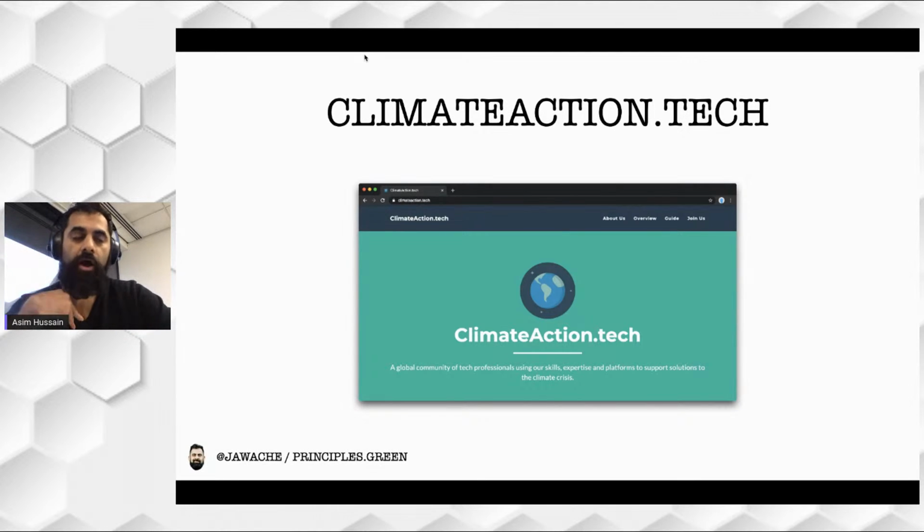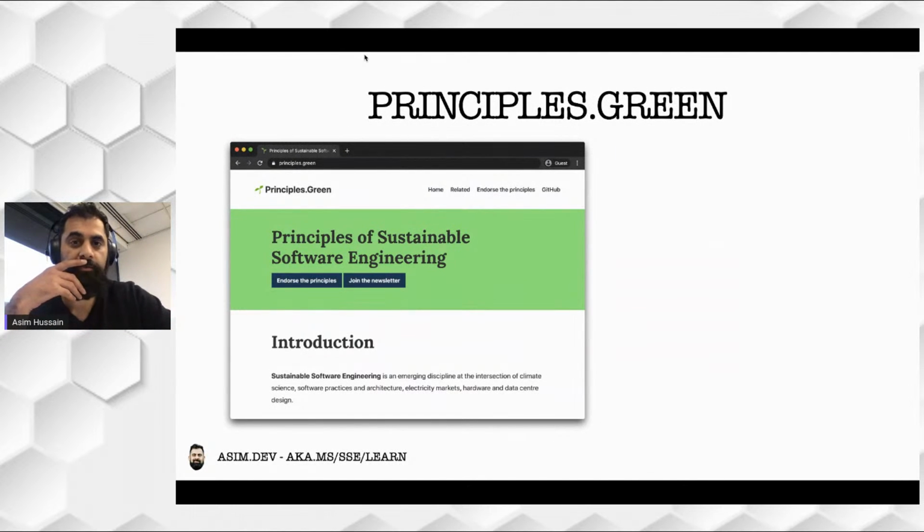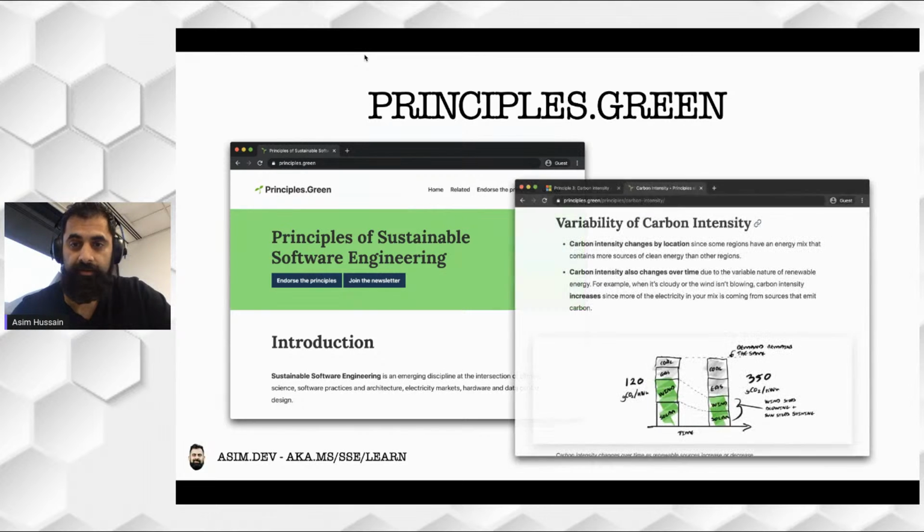But I realized I can't expect the next person to come along to do the same amount of research that I put into it to reach the same conclusions that I've reached. We need to make this easier. So me and a few others sat down and created what's called principles.green, or the principles of sustainable software engineering. What you find inside there is 8 principles. These are 8 things that we think you need to understand as a software engineer to best have an impact on the climate.